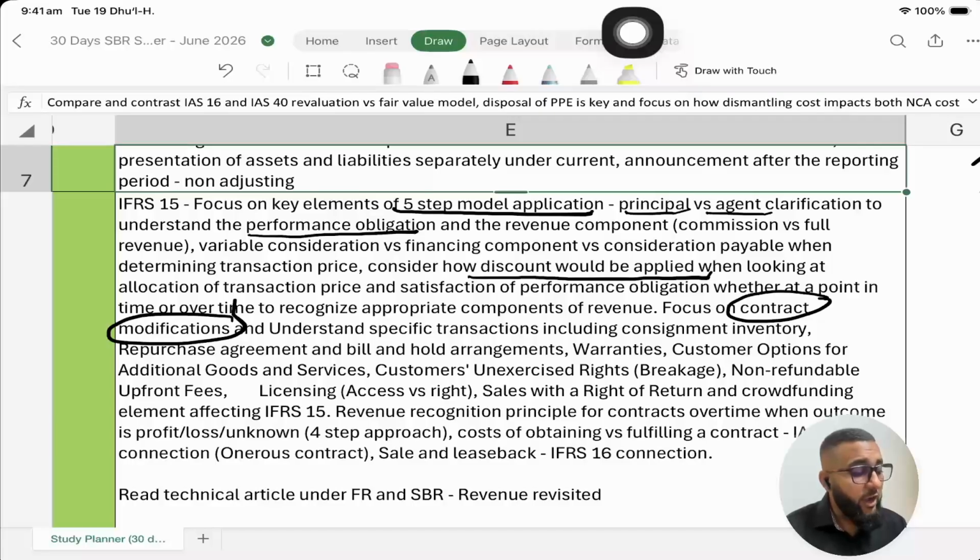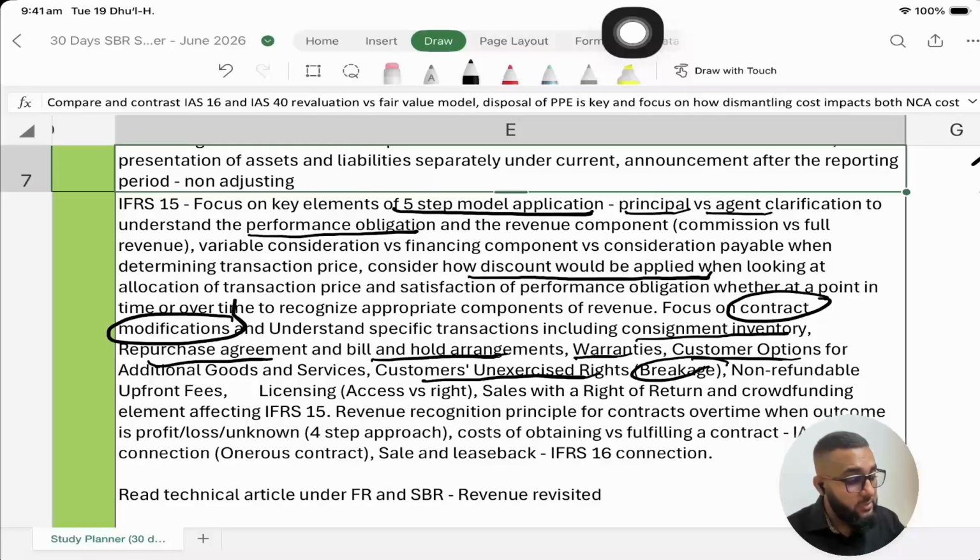Okay. Then you have to understand the specific transactions such as consignment inventory, repurchase agreements, bill and hold arrangements, warranties, customer options for additional goods and services, customers' unexercised rights where the breakage happens, non-refundable upfront fees, licensing as an access versus as a right, right? Then sale with a right of return and the crowdfunding element affecting IFRS 15. What from crowdfunding is going to affect the IFRS 15 standard?